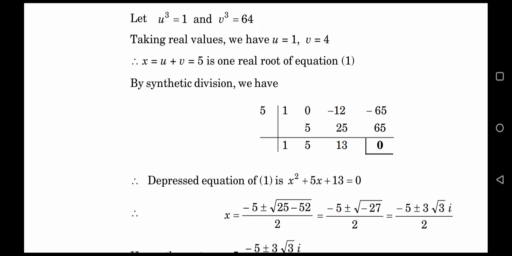Now we divide by x equals 5 by the synthetic division method. Sum of these is 1. Product of 5 and 1 is 5. Sum of 0 and 5 is 5. Product of 5 and 5 is 25. Sum of minus 12 and 25 is 13. 13 multiplied by 5, you can observe that the last number is 0. This is the coefficient of x square, this is the coefficient of x, and this is the constant term.